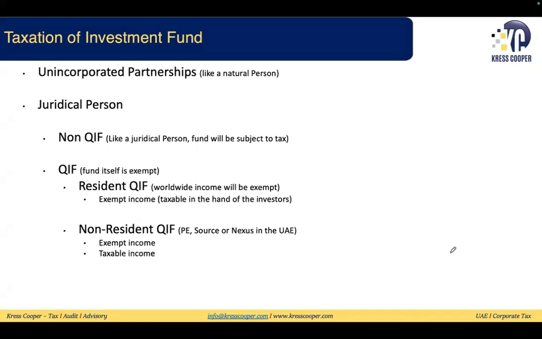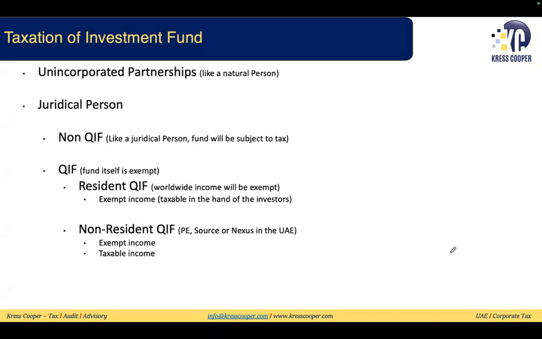Unincorporated partnership will be treated like a natural person. Income will be taxable in the hand of the individual. The partnership itself will not be subject to tax. Juridical person, yes, a partnership can be subject to tax if the partnership has applied to the FTA to be treated as a taxable person. We are talking about the unincorporated partnership, which will be treated as transparent.